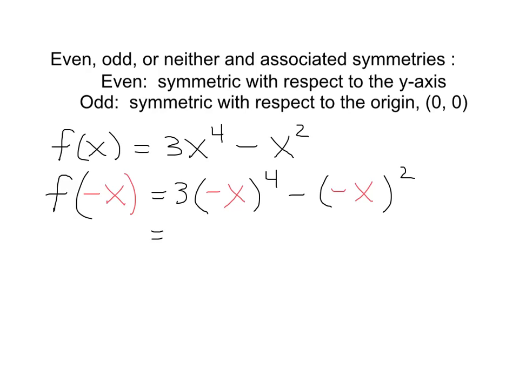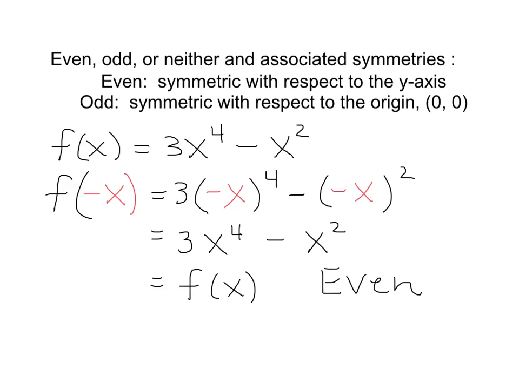Now in both cases, we're raising the opposite of x to an even power, in this case the fourth power, so 4 negatives would make for a positive, and that will yield x to the fourth. Minus, same thing with the square, 2 negatives would yield a positive, and we'd have x squared. So you can see as a result that we end up with the same thing as the original problem. And therefore, this problem is an even function and has symmetry with respect to the y-axis.